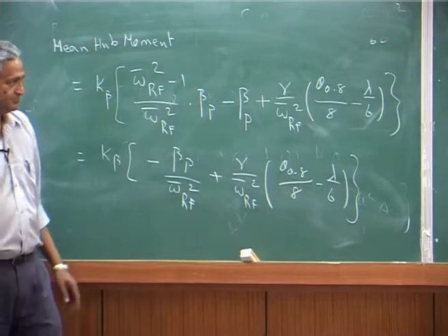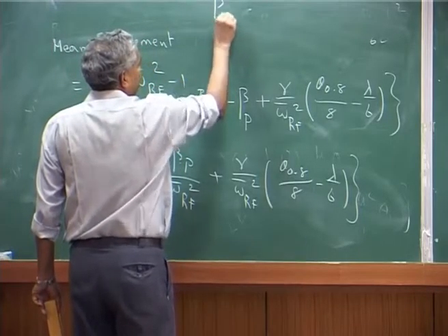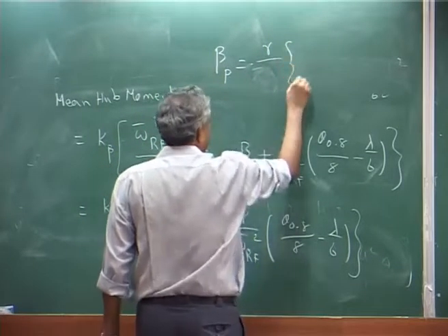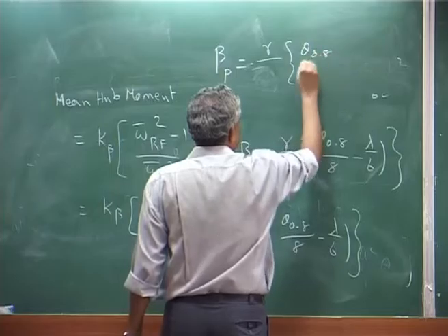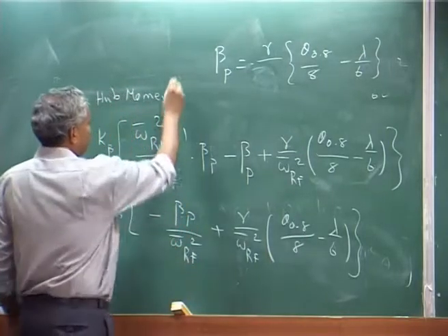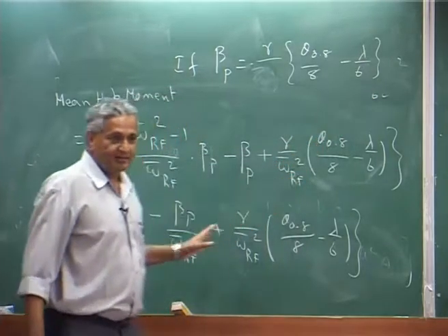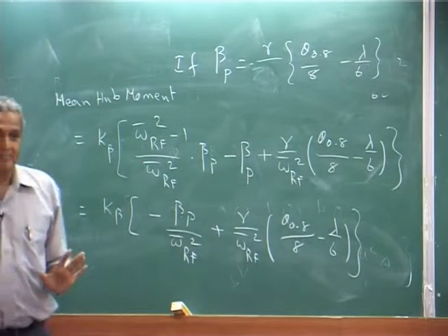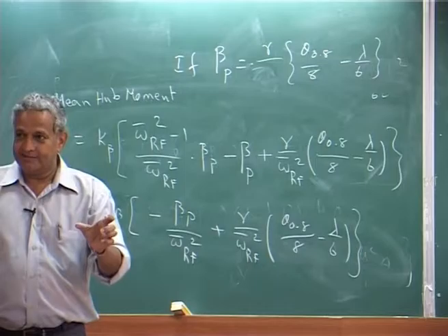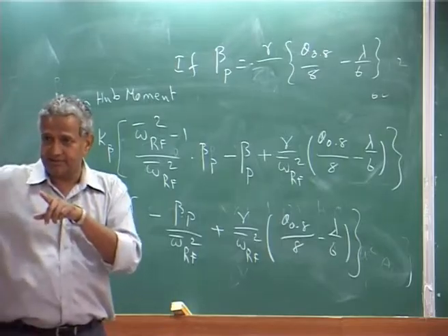Suppose my beta p is equal to gamma into theta 0.8 over 8 lambda over 6. If, okay, that means my moment is 0. Even though I have a spring, my mean hub moment is 0, but I will have some beta 1c and 1s, they will oscillate.